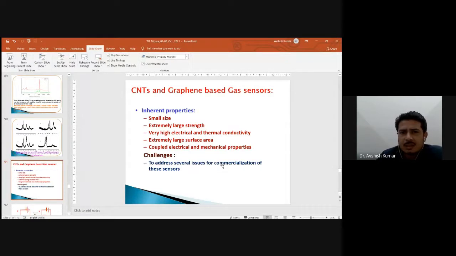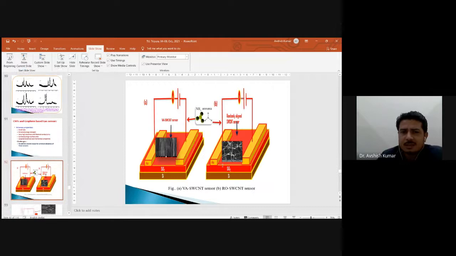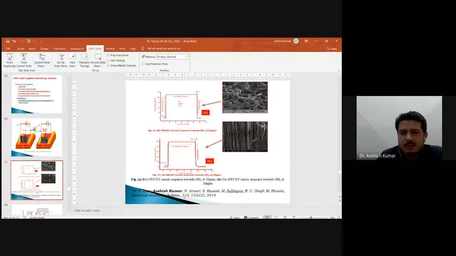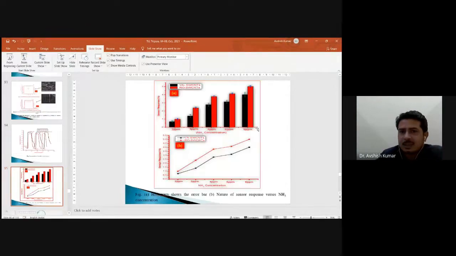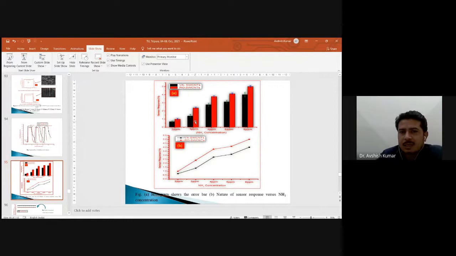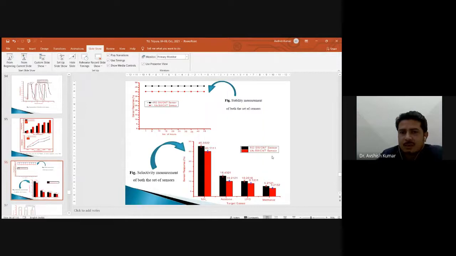We are working on CNT and graphene based gas sensors. This is our work which we have recently published in Materials Research Bulletin. These are the devices which we have made, and these are our sensing responses. We have done this calculation for horizontally aligned carbon tubes and for vertically aligned carbon nanotubes. These show the repeatability of both sets of sensors, for randomly oriented SWCNTs and for vertically aligned SWCNTs. The histogram shows the error bar and the nature of the sensor response versus the concentrations. In our case, 2 ppm was our limit of detection, the LOD.